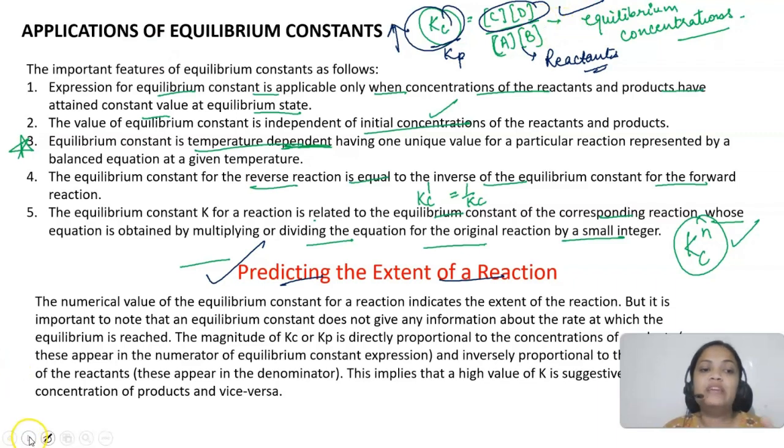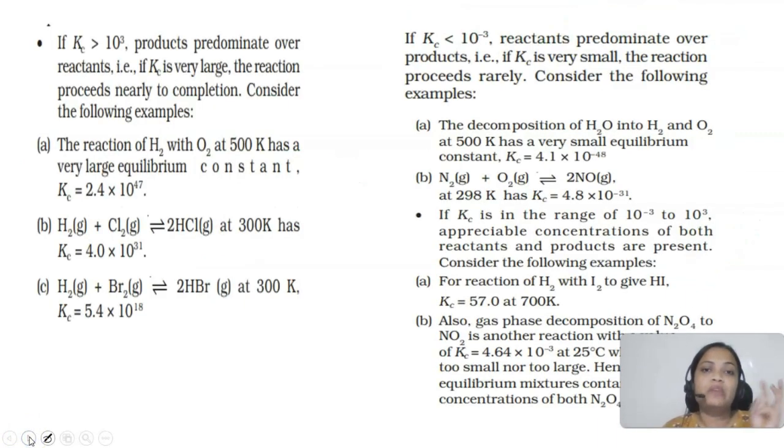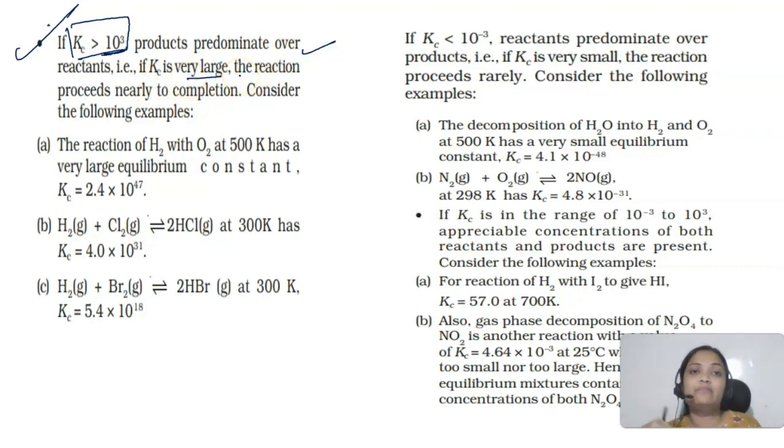So what do we get to know कि जितनी ज़्यादा Kc या Kp की value होगी उतना ज़्यादा हमारे पास product बना होगा. So there are three cases that you must know. If Kc is greater than 10 to the power 3, this is the first case. तो ये तो बहुत ज़्यादा value, right? It's having a high value. So product predominate over reactant means if Kc is very large, so products will predominate over reactant means reaction will proceed to completion. Okay, means reaction will get completed.